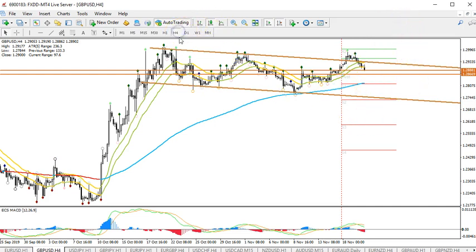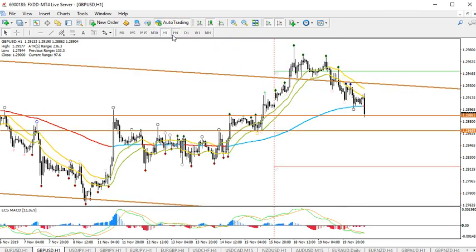So for the moment, bear scenario looks a little bit more likely, but I still want to see how price action responds to this support zone in general before making a full decision. You know what I'm looking for, basically. This trend line 2, by the way, is another factor there that could play a role for that decision.